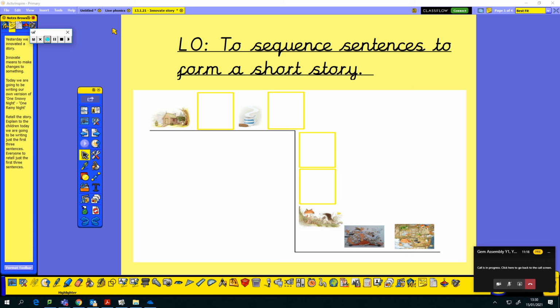What I would like you to do is, using your story map from yesterday, retell the story to either a grown-up or your hand at home. When you're ready, press play again.